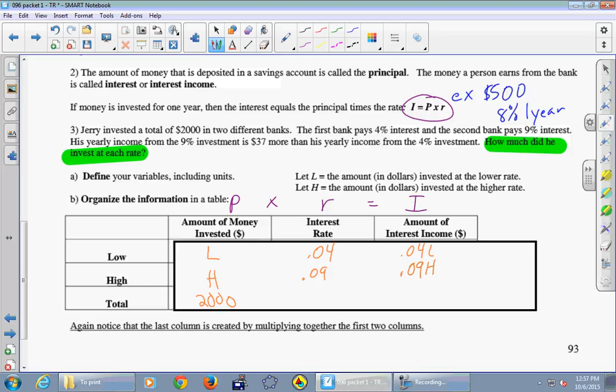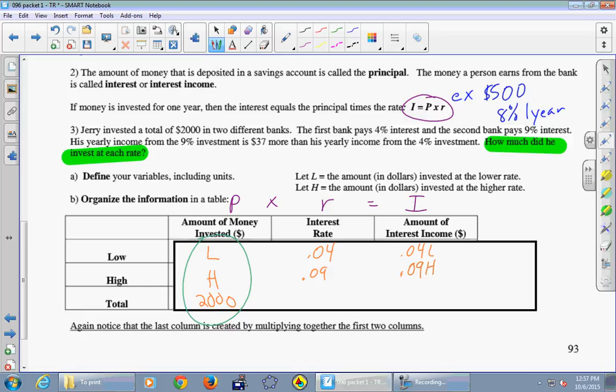And we don't know how much interest we have altogether. There's a 37 in the problem, but that's not the total amount of interest. So we have to leave that last spot blank. Okay, so we're going to get two equations. One of them is from this first column. L plus H equals 2,000. That's just saying we invested 2,000 altogether. Is that all right? The other equation is a lot tougher for folks.